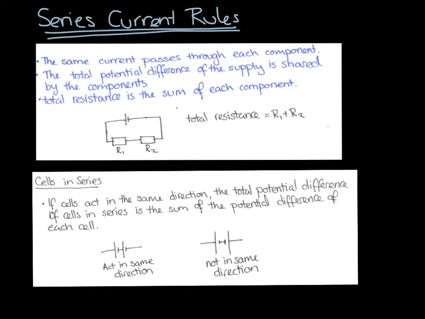So to summarise, here are our series current rules. The same current passes through each component. The total potential difference of the supply is shared by the components. And the total resistance, which we're going to talk about a bit more in a minute, is the sum of each component. For cells in series, if cells act in the same direction, as in here, so you can see we've got positive, negative, then the potential difference of the cells in series is the sum of the potential difference of each cell. So if this was a 3-volt cell and a 3-volt cell, we'd have 6 volts here. However, if they don't act in the same direction, that is not the case.